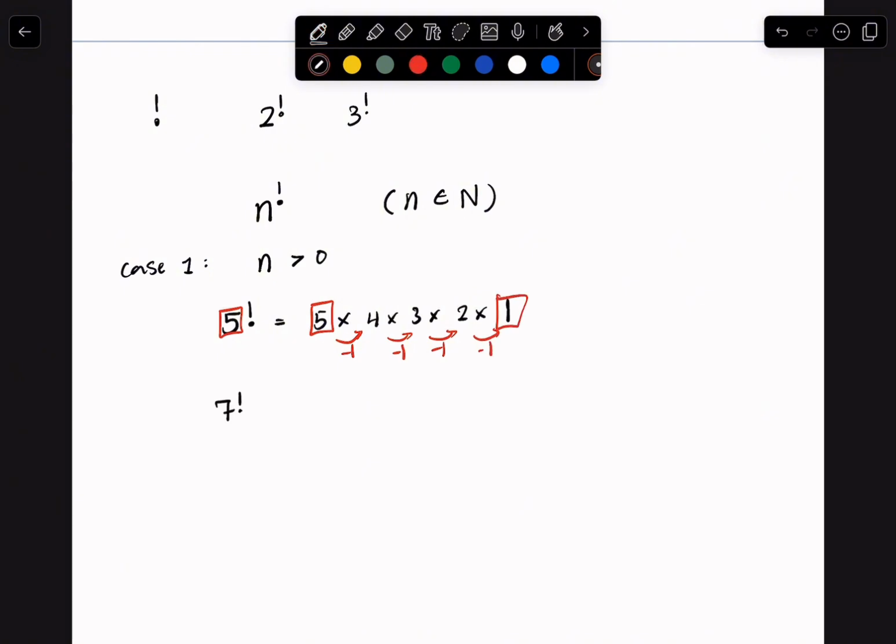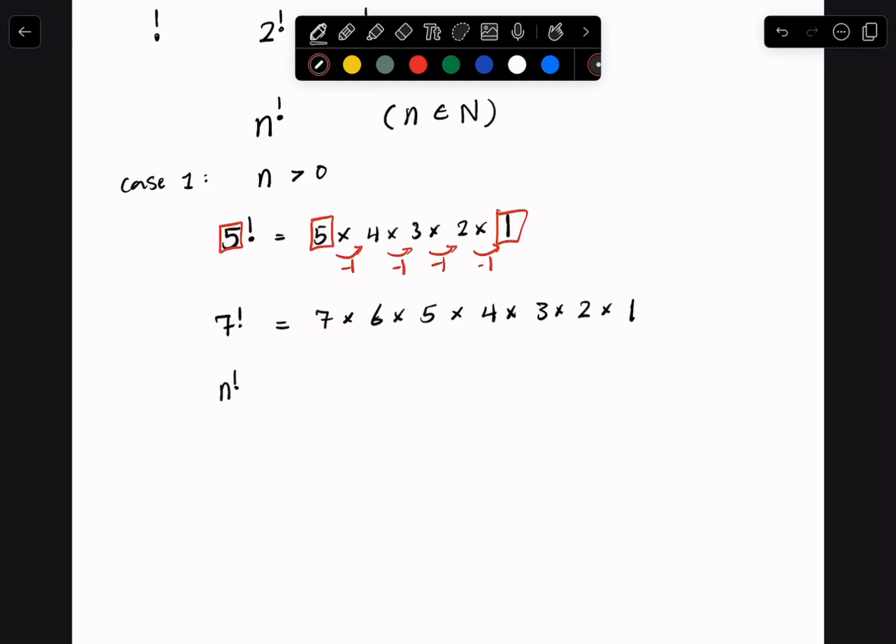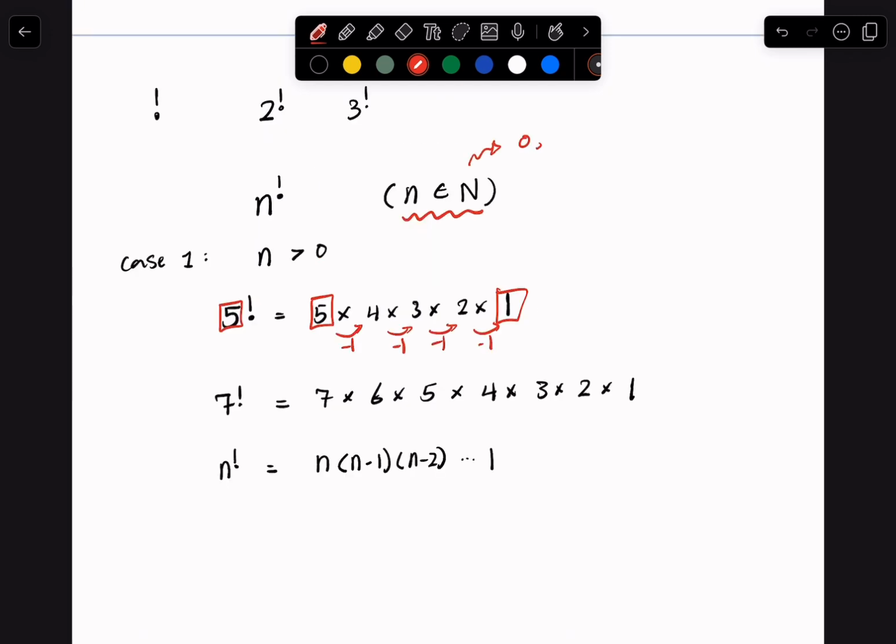Another example, if we have 7 factorial, according to the pattern we just discovered, that will be 7 times 6 times and so on. So in general, if we have a positive integer n, its factorial will be n times 1 less, n minus 1, and n minus 2, n minus 3, until 1. But remember that our n is a natural number. A natural number is 0, 1, 2, 3, and so on.